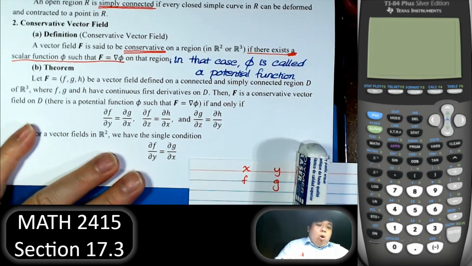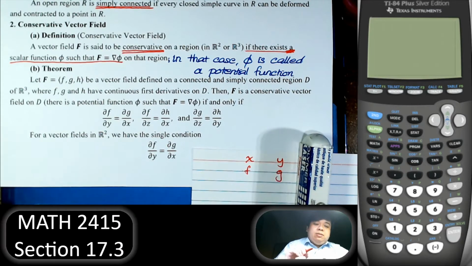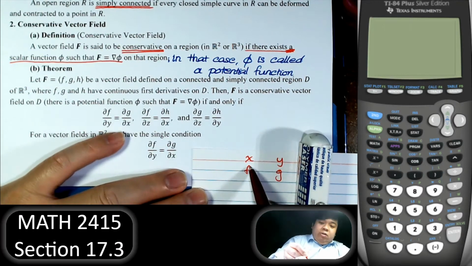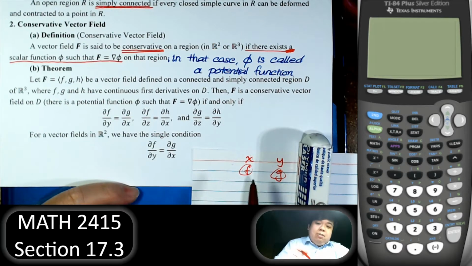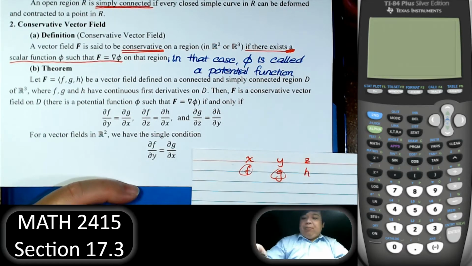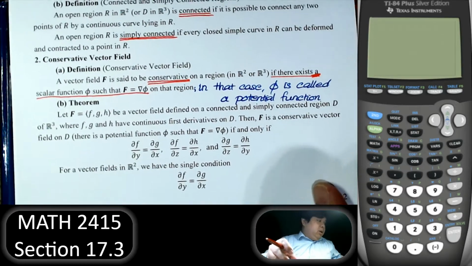Now if it is only a vector in R2, then those two are equal. The derivative of g with respect to x equals the derivative of f with respect to y. Right? Of course, the derivative of the function with respect to the variables. And then why do I switch this? Of course, when we go to section 17.5, it makes sense why we do it like this. But yeah, it comes from a determinant.